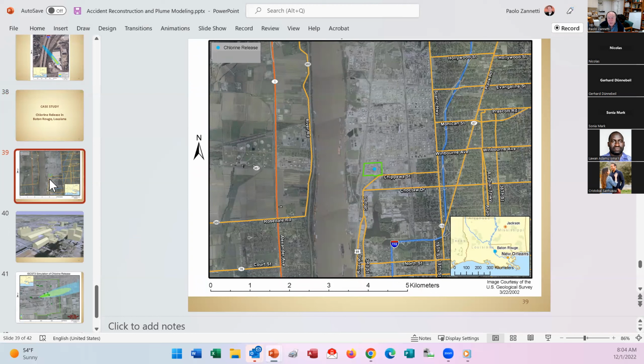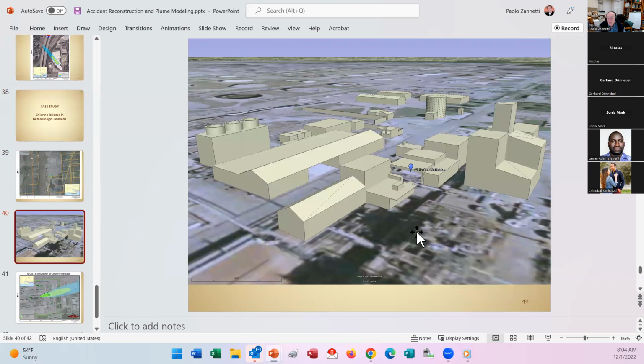So again, this is the Mississippi River going through Baton Rouge, and this is the facility, and this is a 3D visualization of the facility. The chlorine release was in the middle here. You remember yesterday I showed you the modeling of the pollution in an urban canyon. Here, my first comment to the client is that we may need a CFD model.